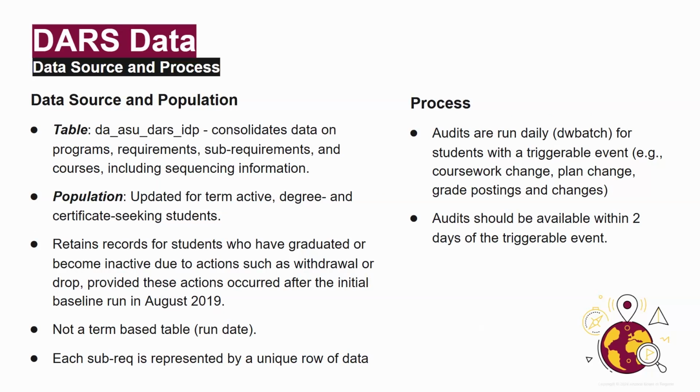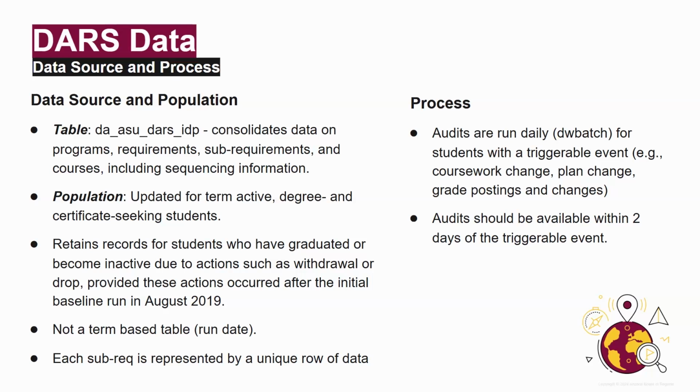Okay. The data comes from the table entitled DA ASU DARS IDP, and this is a consolidation of several tables that contain program, requirement, sub-requirement, and courses information. It's part of the ASU student degree audit schema, and it shouldn't be confused with any of the tables that are now emanating from the large-scale IDP project. This was actually a table that was created back in 2019 as part of the DARS to Data Warehouse project.